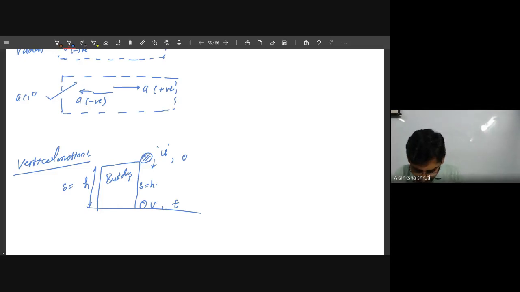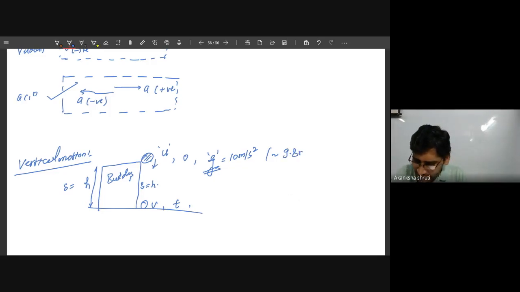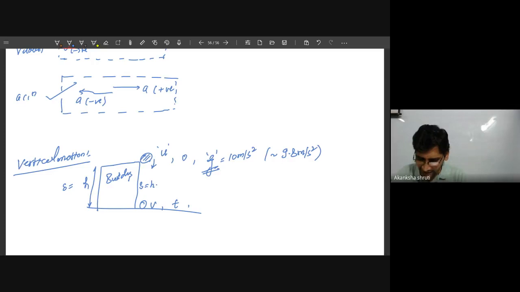In this case, there is an inherent quantity called acceleration due to gravity. The acceleration is because of the earth's pull, and it is always a fixed value, that is 10 meter per second square. It is an approximate value. Exactly, it is 9.8 meter per second square. So it is always downward. So if it is downward, it is always positive.